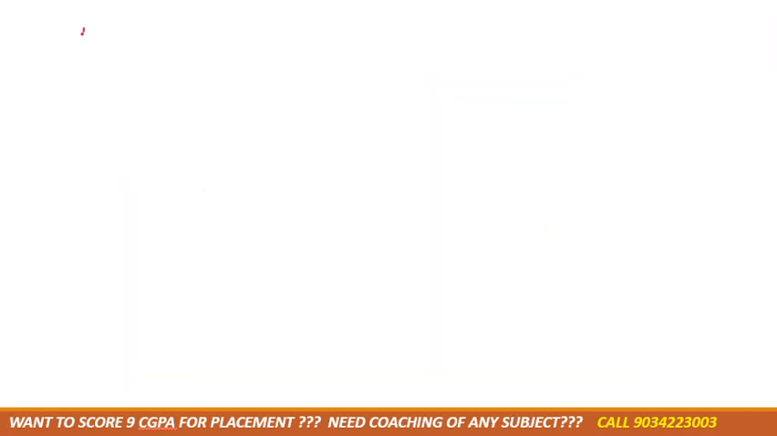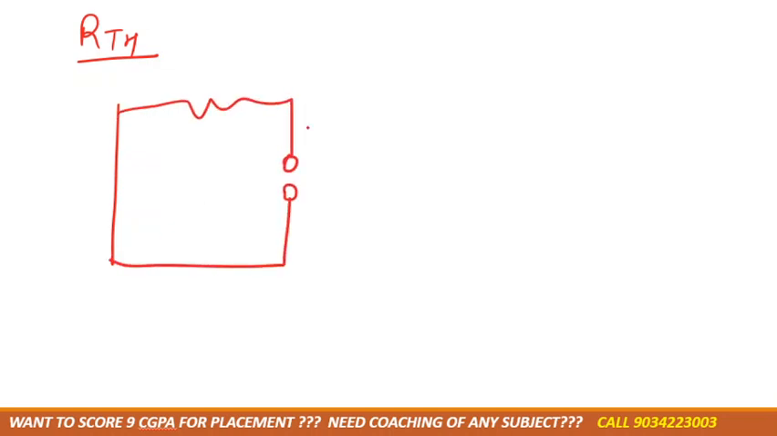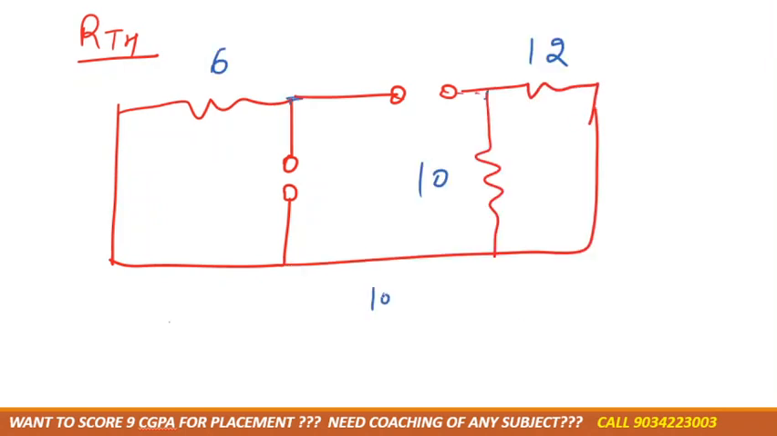Now, you need to short circuit the voltage source. Now tell me which resistance is in series and which is in parallel. So in this case 10 and 12 are in parallel and 6 is in series. Correct? Solve it and then tell me the value.